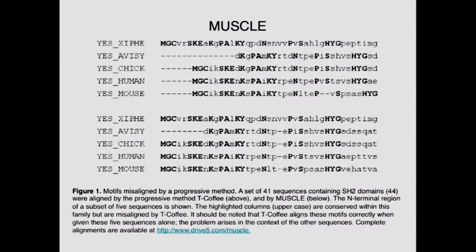So here's an example where MUSCLE is showing that it's better than T-Coffee. T-Coffee is up here and MUSCLE is down here, and what it's saying is that MUSCLE is doing a much better job of the N-terminus of this protein, getting everything right and getting this alignment where it is. And you can see in general there are a lot of extra gaps in here that are not happening over here. And we believe that that alignment is more correct.